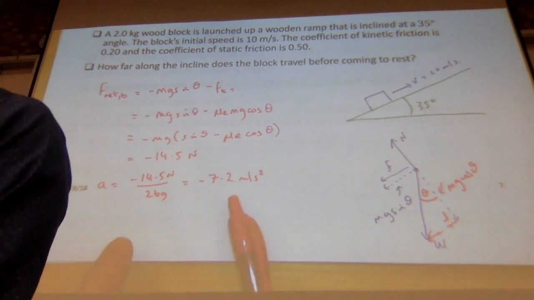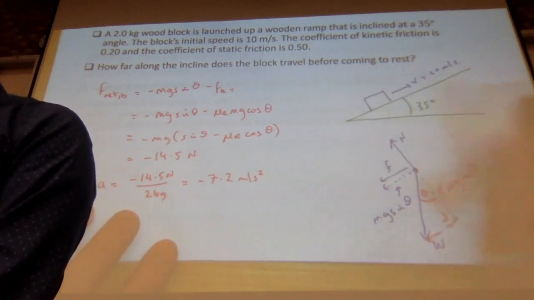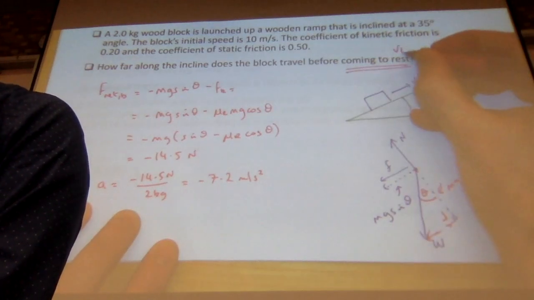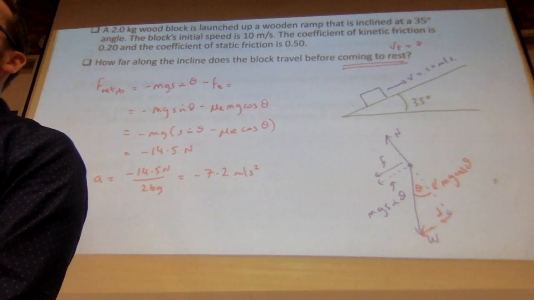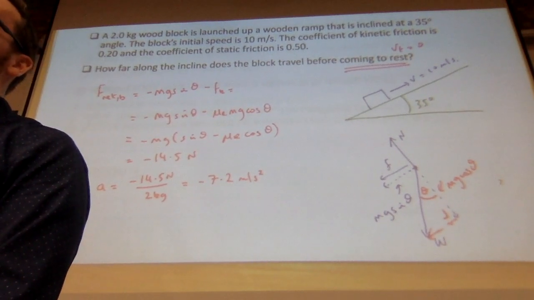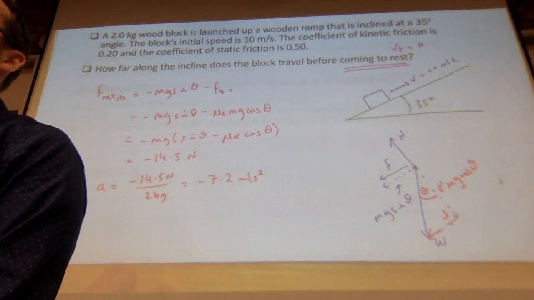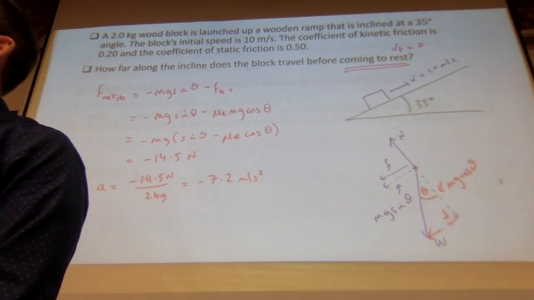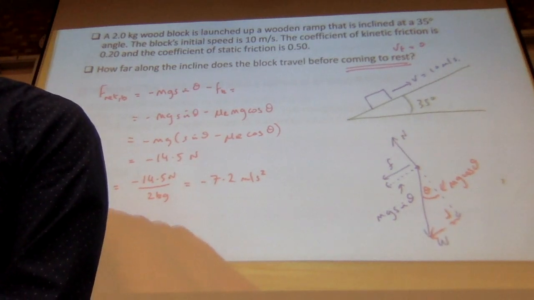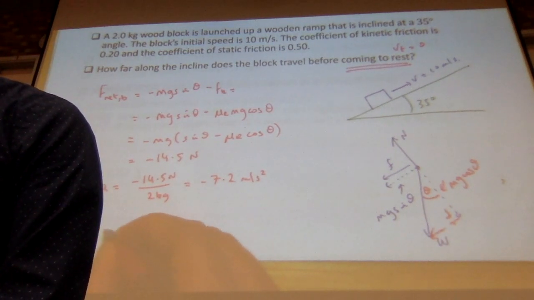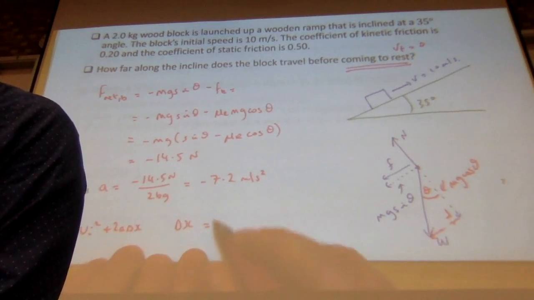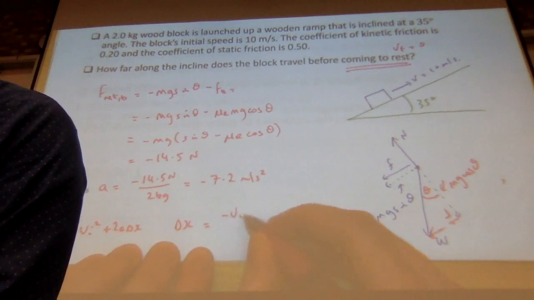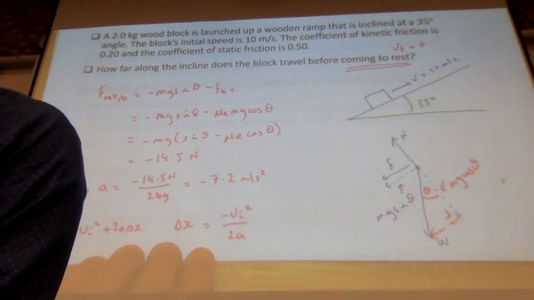Okay, so if we have the acceleration, when it comes to rest, the final velocity is 0. I want to know how far along the incline the block travels without any time. I've got the initial velocity, I've got the final velocity, I've got the acceleration, I'm looking for delta x, so I'm in my VF squared formula again. VF squared equals VI squared plus 2A delta x. So delta x will be equal to minus VI squared over 2A.